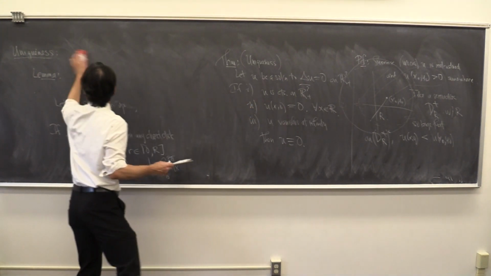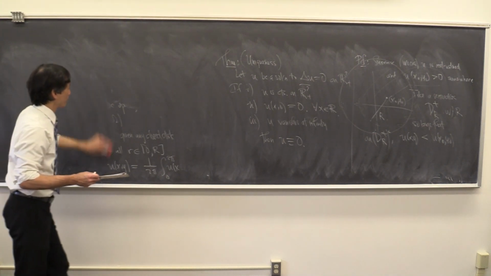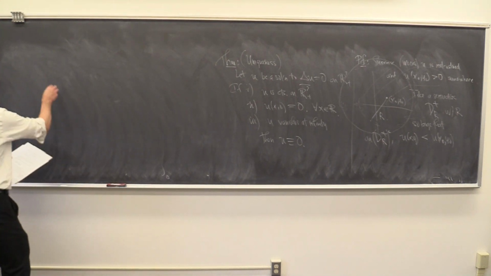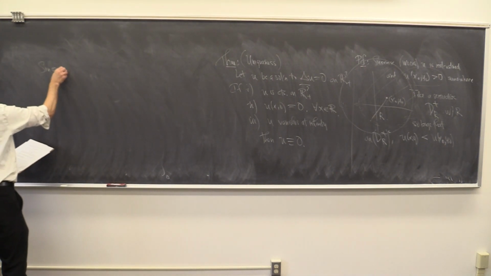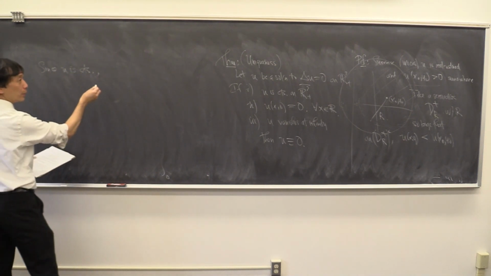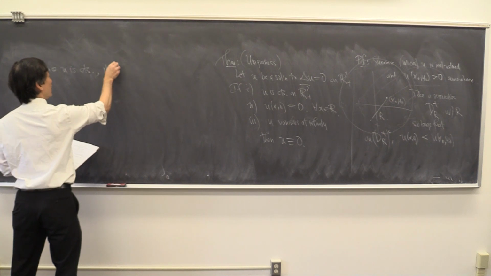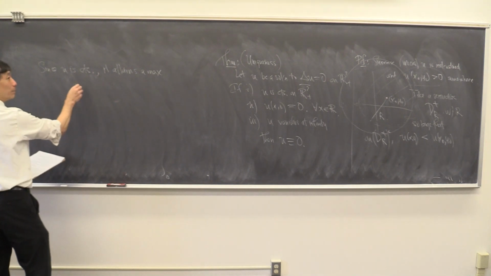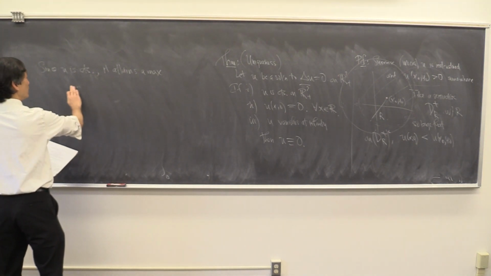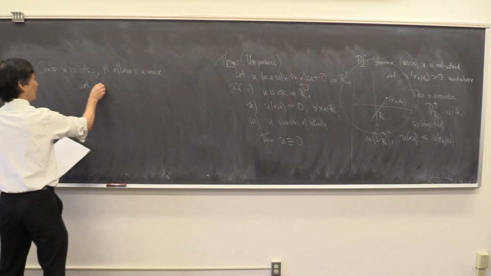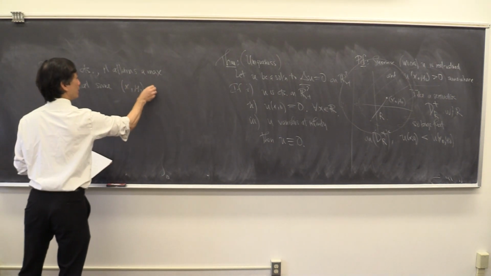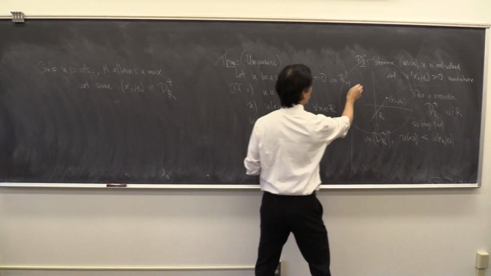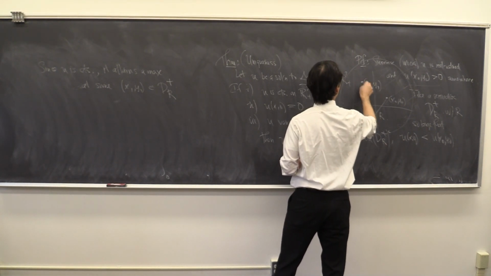Okay. So since U is continuous, it attains a maximum at some point x1, y1 in that disk, right? So there's some place where you attain a max.